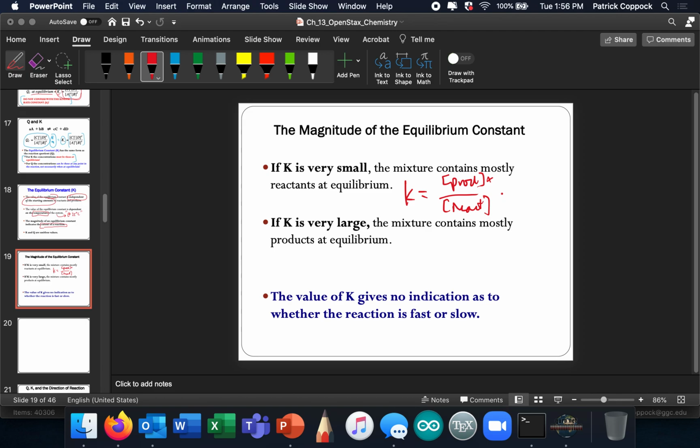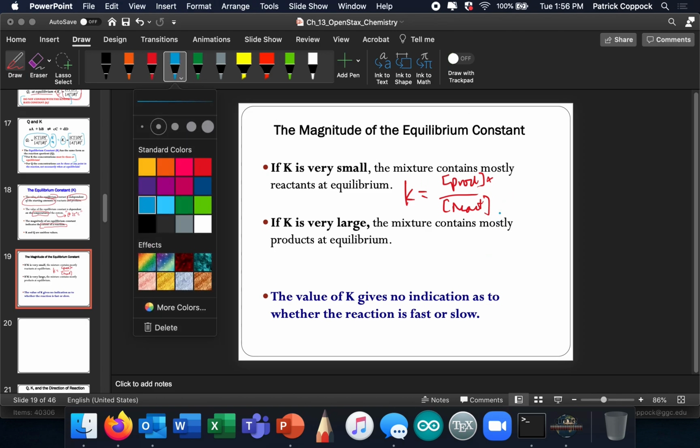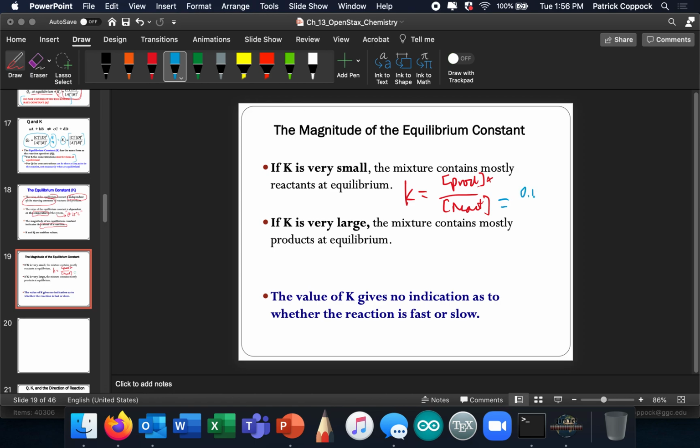So let's make up a number. Suppose that K for a particular reaction is equal to 0.001. That would mean that you have one product for every 1,000 reactants, in terms of moles. So that means the reaction mixture contains mostly reactants. That means the denominator is much bigger than the numerator.